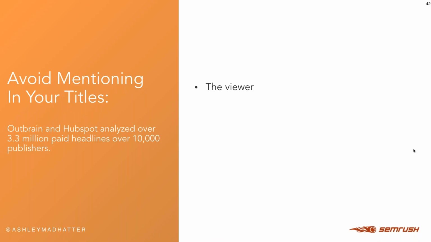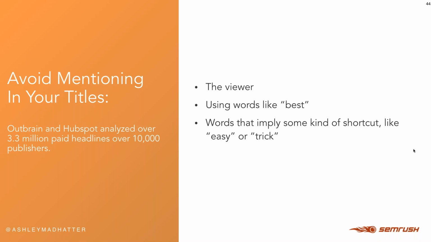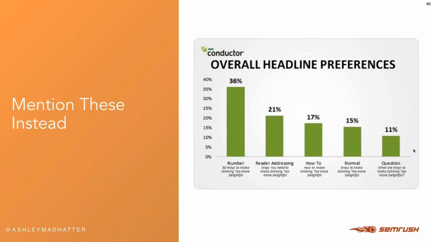And so when it comes to writing titles for our content, yes, we want to use data to understand the keywords to put into our titles. But here's a few things we want to avoid. Outbrain and HubSpot analyzed over 3 million paid headlines, over 10,000 publishers, and they learned that you don't want to include the viewer, using words like "best," because everybody's doing that, words that imply some kind of shortcut like "easy" or "trick," implying urgency like "now, you have to act now." Those don't work, but what does work is using numbers in your headline, reader addressing, doing how-tos, something that's normal, like ways to make drinking tea more delightful, the website optimization spreadsheet idea, and asking a question.